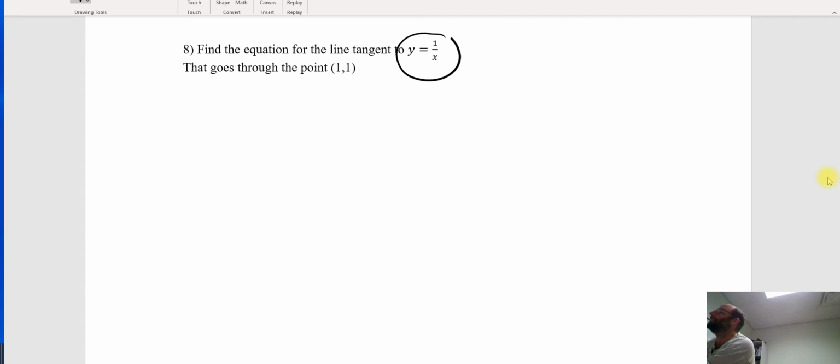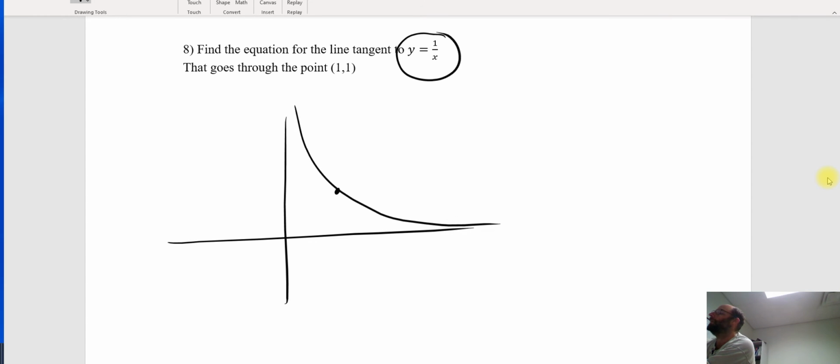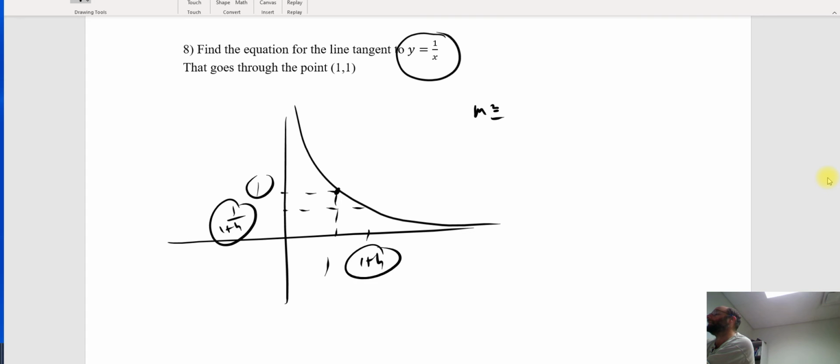Tangent line for this function, same deal. You go to 1, 1. You imagine moving over a distance h, so the new x value is now 1 plus h. The new y value is 1 over 1 plus h. Your slope is approximately equal to y2 minus y1 over x2 minus x1. You're going to get an expression with h in it. Then your slope is exactly equal to the limit as h goes to 0 of that expression.